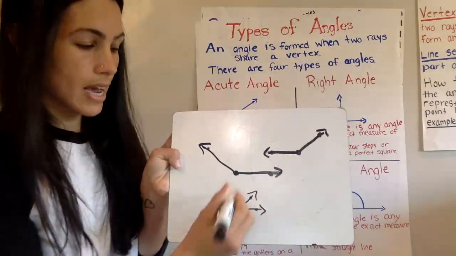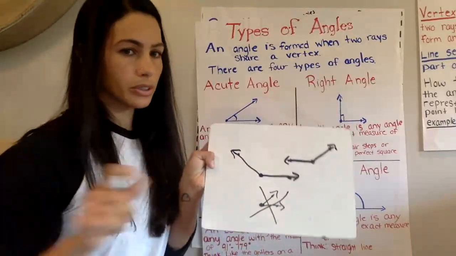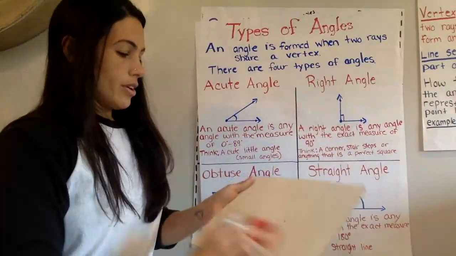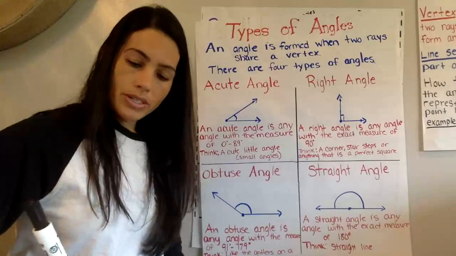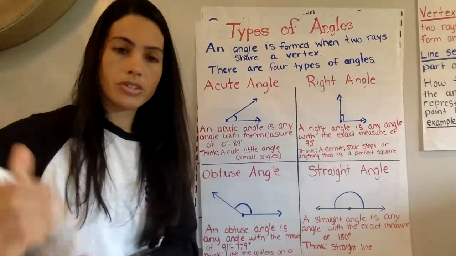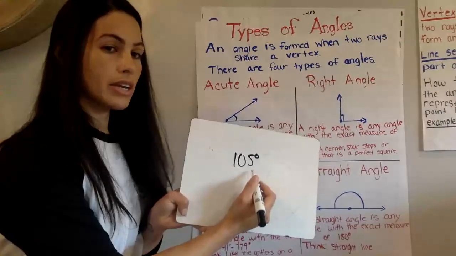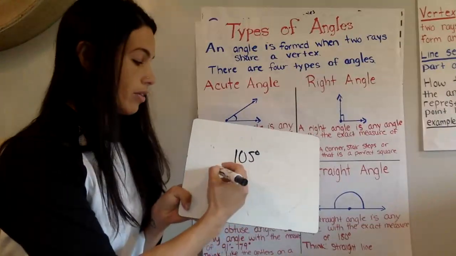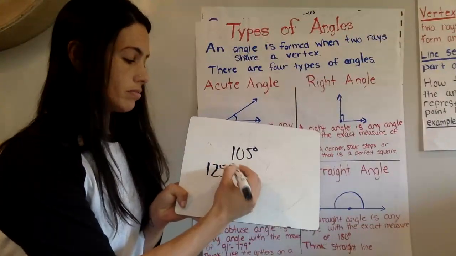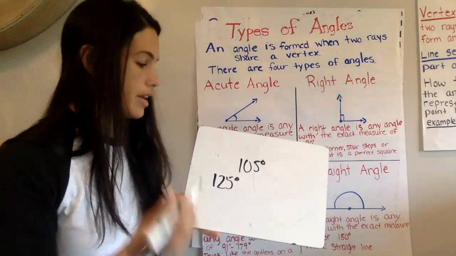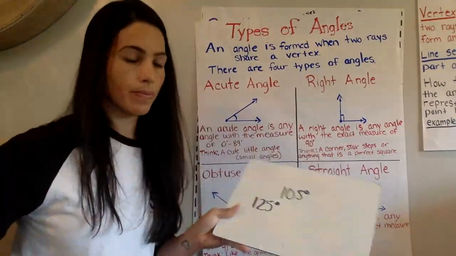That is not an obtuse angle because they're closer together. So the same thing with measurements. 105 degrees. That's an obtuse angle because it's a measurement between 91 and 179. 125. That's an obtuse angle. Okay, so remember the measurements too.